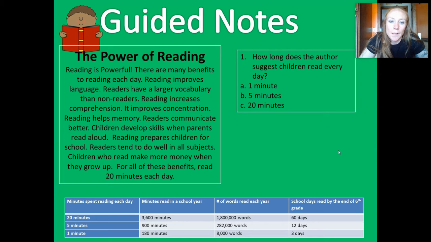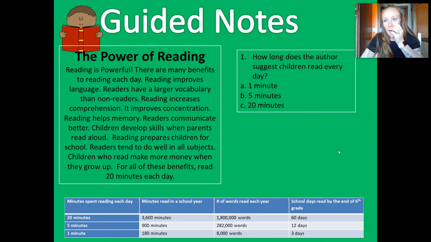The power of reading. Reading is powerful. There are many benefits to reading each day. Reading improves language. Readers have a larger vocabulary than non-readers. Reading increases comprehension. It improves concentration. Reading helps memory. Readers communicate better. Children develop skills when parents read aloud. Reading prepares children for school. Readers tend to do well in all subjects. Children who read make more money when they grow up. For all of these benefits, read 20 minutes each day.